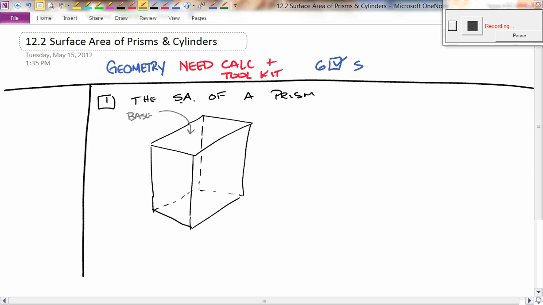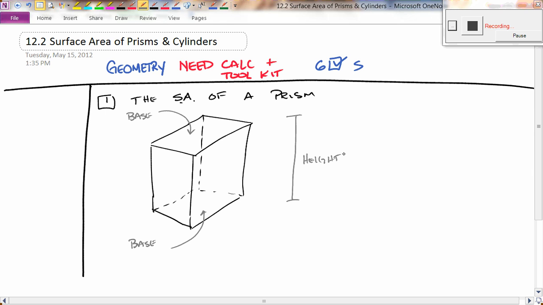Prisms have two bases. There's a base on the top, and there is a base on the bottom, underneath right there. So we have two different bases. They are parallel to each other for a right prism. The height is what you'd expect it to be, just the actual height from floor to ceiling.